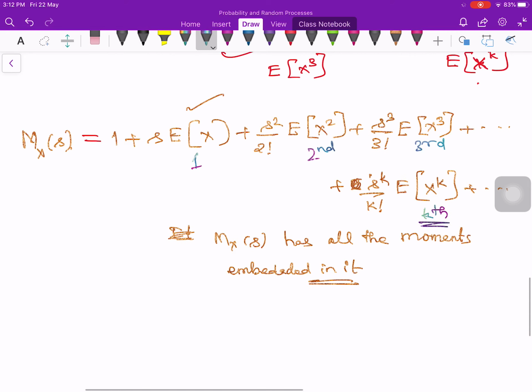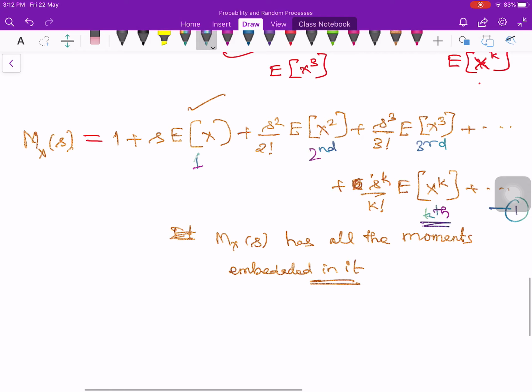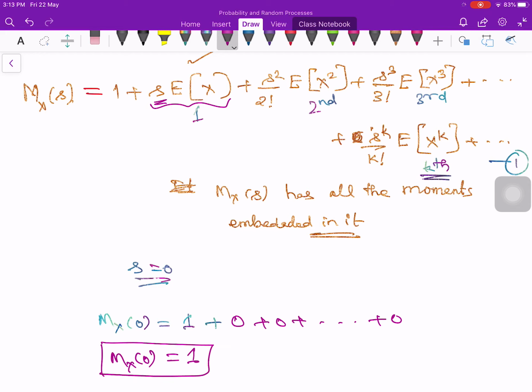Now let me call this equation number 1. Now put s equal to 0 in this. So what will you get? M_X(0) is equal to 1 plus, in the second expression, if you look at here, E[X] is multiplied by s. Therefore if you substitute s equals 0, then it is 0 and 0 and 0 and so on, all zeros. So therefore it is going to be 1. M_X(0) equals 1.